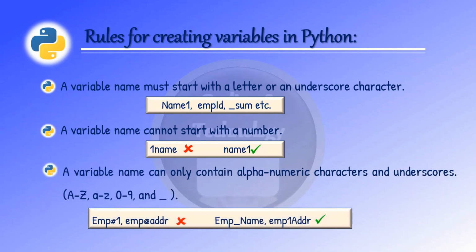A variable name can only contain alphanumeric characters and underscores, that is uppercase and lowercase alphabets, numbers and underscores. For example, employee #1 and employee @address are invalid variable names, but employee_name and employee1_address are valid variable names.